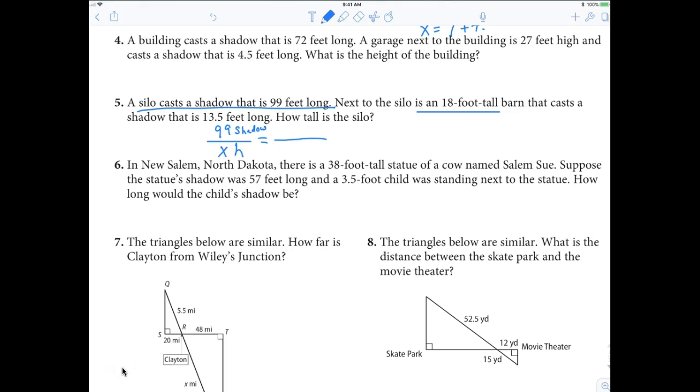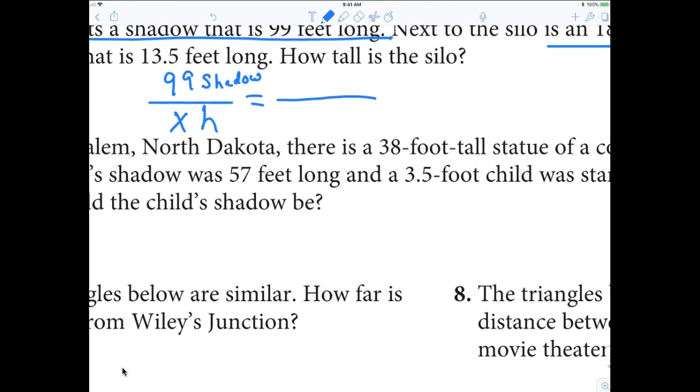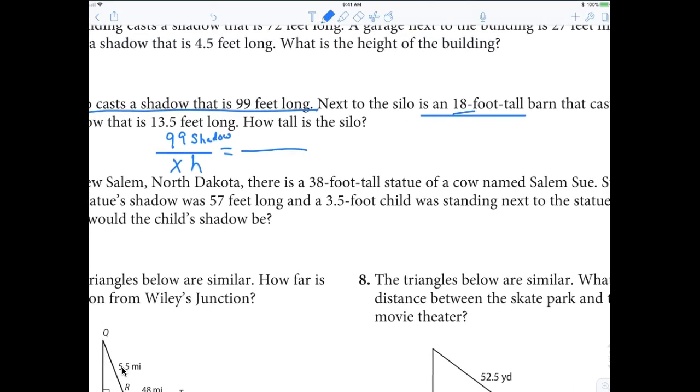Why do you think it's on the top? What's on the top of the fraction? It's the shadow. You guys are interrupting constantly. I don't want you talking. I'm trying to help Will. What's on the top of our fraction here? The shadow. What's on the bottom? The height. So now my question to you is the 18-foot tall barn.